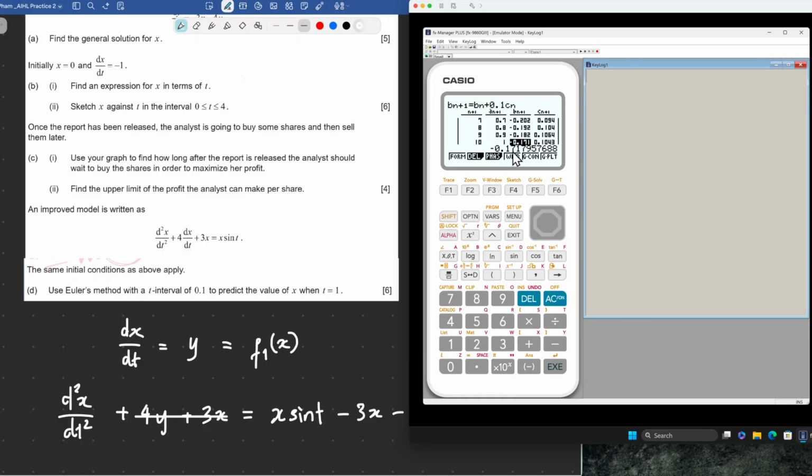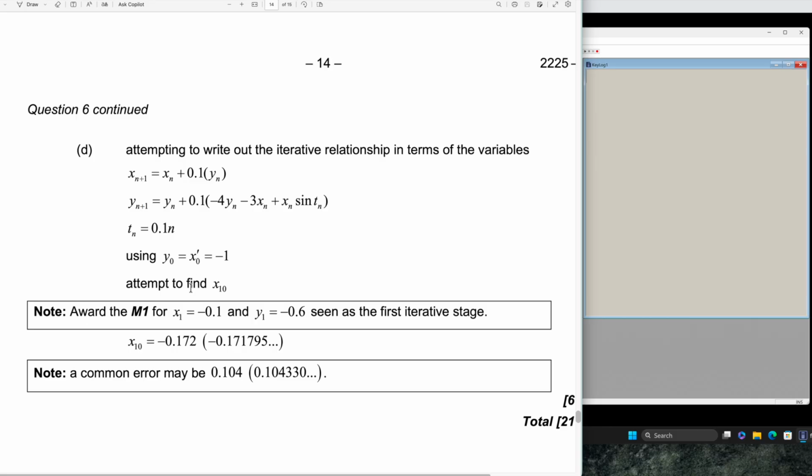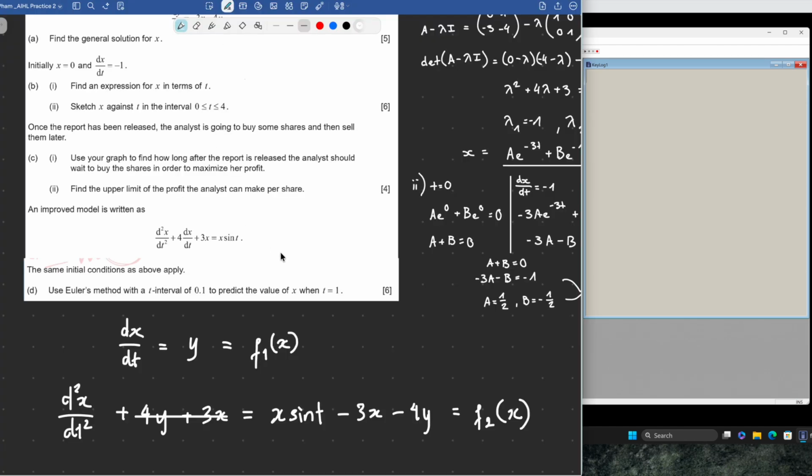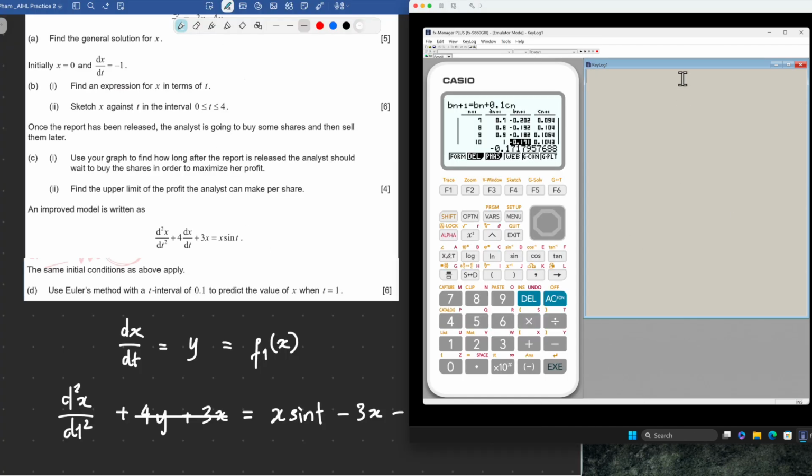When I compare my result with the mark scheme, I see that my result is identical with the mark scheme, negative 0.171795. Exactly the same thing. So the answer is that the price of the stock after 1 minute is that value. So that's the Euler method. Thank you for watching.